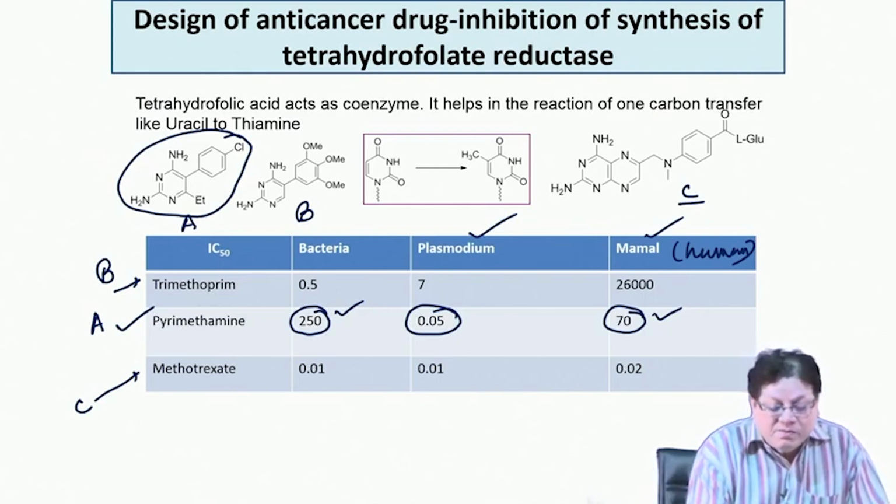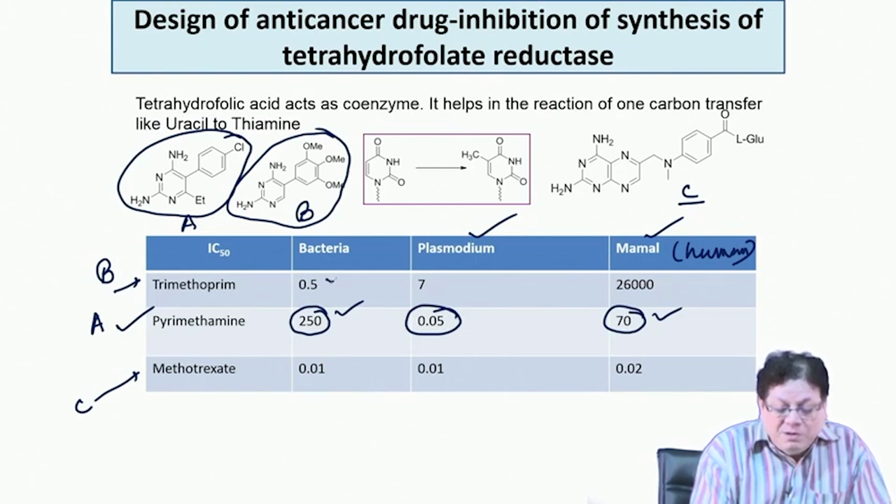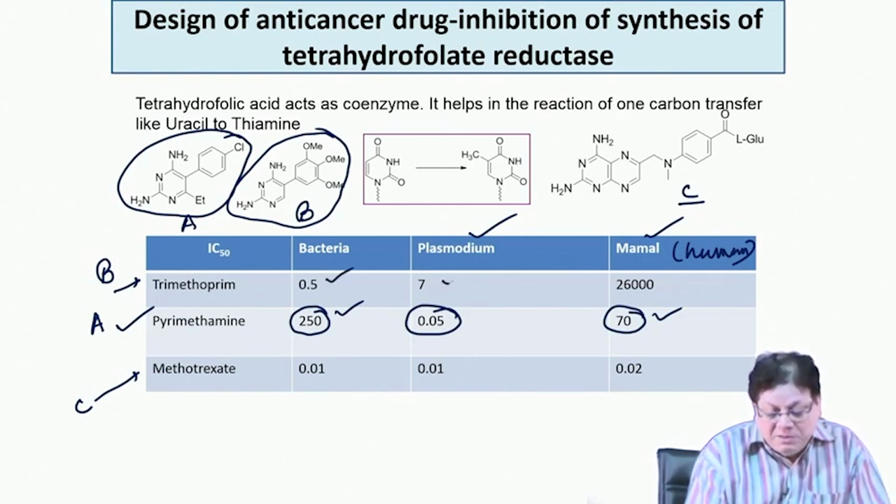Trimethoprim is a bacterial dihydrofolate reductase inhibitor. If you look at the IC50 values, this is 0.5, Plasmodium is 7.